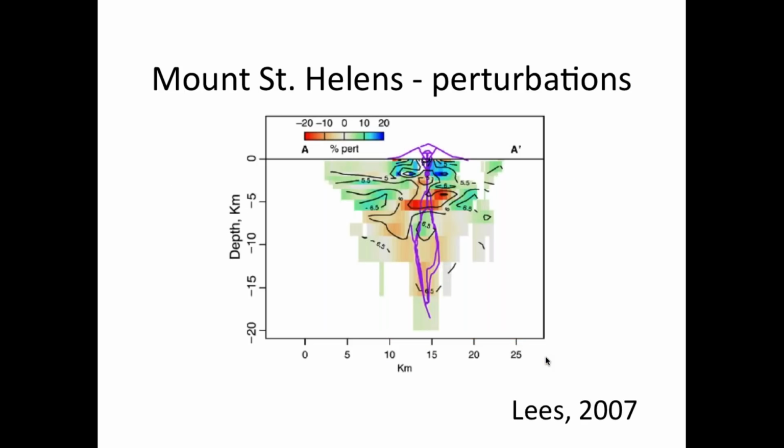Here is a study done under Mount St. Helens. So the volcano is shown as a little triangle-shaped mountain at the top. A prime there means this is a cross-section. And what we're looking at is the perturbation, so this is perturbations from the starting model. And the red colors are 20% lower speed, so the waves slowed down. Those are the ones that might have gone through magma. And the green and blue are ones that sped up as much as 20%.